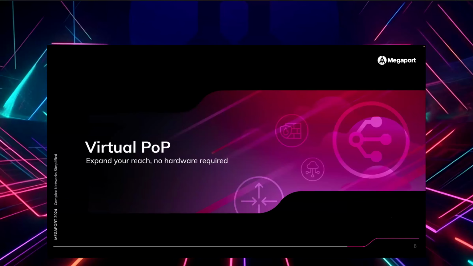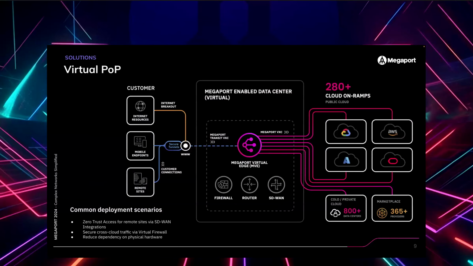Okay. Now, Virtual POP extends that compute concept just a little bit further into what we call Megaport Virtual Edge. So instead of having a last mile connection, you're actually going to leverage existing internet or SD-WAN to get to a Megaport compute. And on the Megaport compute is a slew of vendors, which I'll show you a little bit more in just a minute here, that can be a firewall, router, or SD-WAN device.